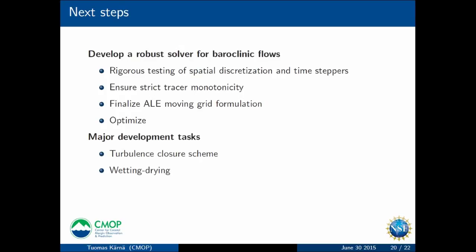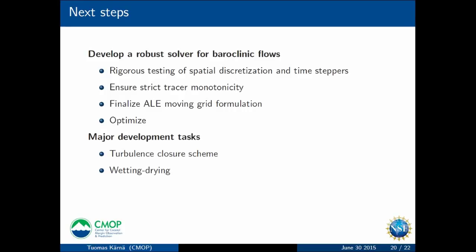Okay, so these were just very early results on the baroclinic flow solver. So the next step is to continue doing rigorous testing for these different spatial discretizations and time steppers, trying to figure out how to get the best possible accuracy with less computational cost. And one interesting problem to deal with is to get a strict tracer monotonicity so that we can get rid of those overshoots. The ALE moving mesh formulation needs a bit of work as well, and there's certainly a lot of things to do with the optimization. I haven't really worked on that so far. And two model development tasks that I haven't really touched are the turbulence closure schemes and then the wetting and drying that also needs to be addressed.